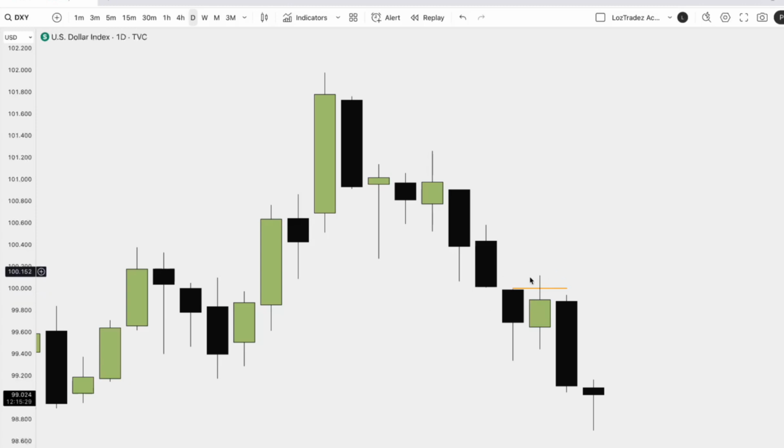Now, we wick above. Remember what I said. We close back inside the candle's range. Now what? Continuation. Okay. Is this not enough range to capitalize on a 15-minute time frame?